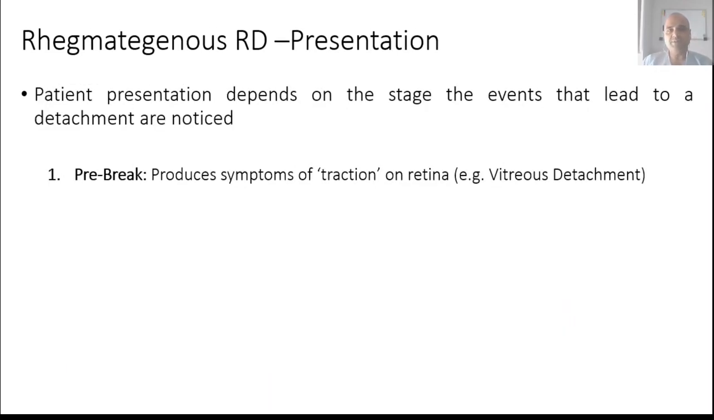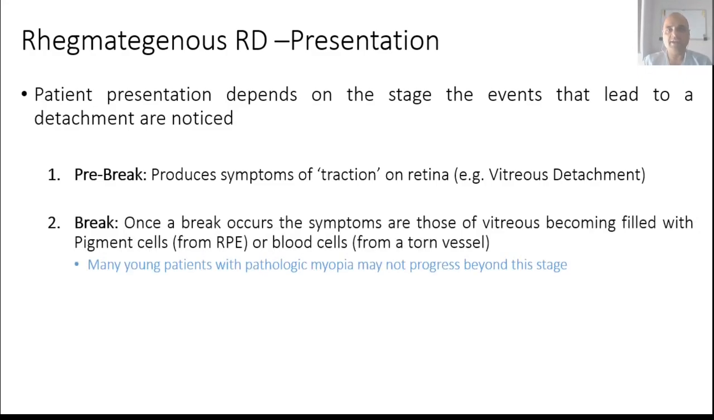So how do these patients present? Patient presentation would depend upon the stage at which they are when they come to you. They can be at a pre-break stage where the symptoms are of a traction on the retina. They can come to you during a break stage and the symptoms are those of something moving through the break into the vitreous cavity. Or when the break was created in the retina, and if there was a blood vessel running on the area where the break is created, and the blood vessel is also torn together with the break, blood cells might come out. So those two things produce symptoms of the break stage.